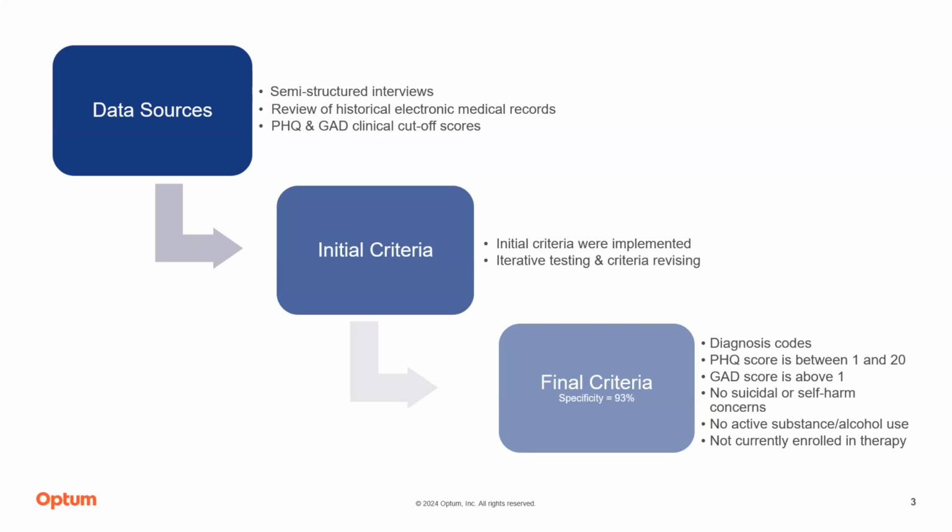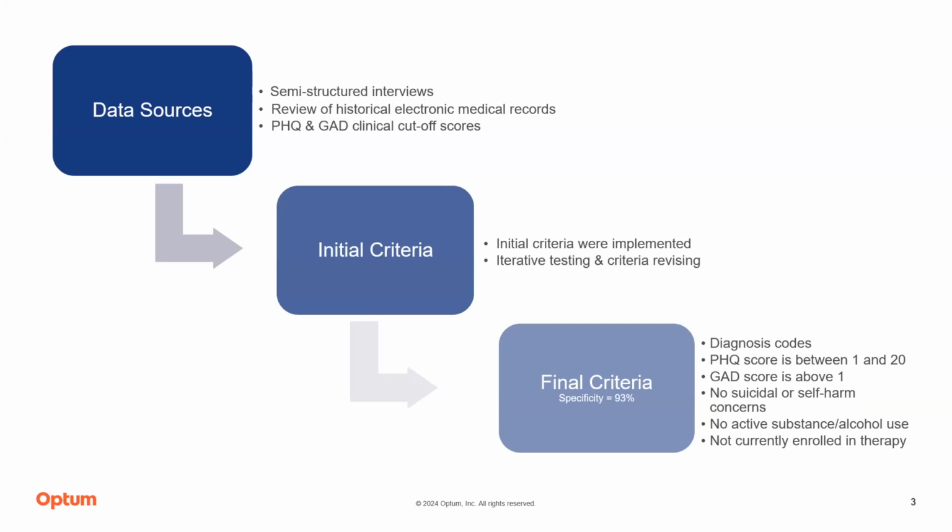After we collected all the data sources, we triangulated to see which were more prevalent or more important for our patients who had already been referred to digital mental health intervention. From there, we developed initial criteria for our eligibility flag, and we used an iterative process of testing.